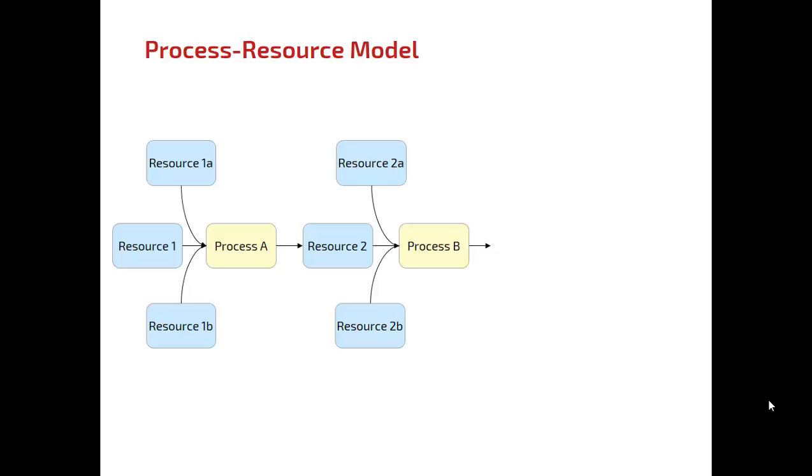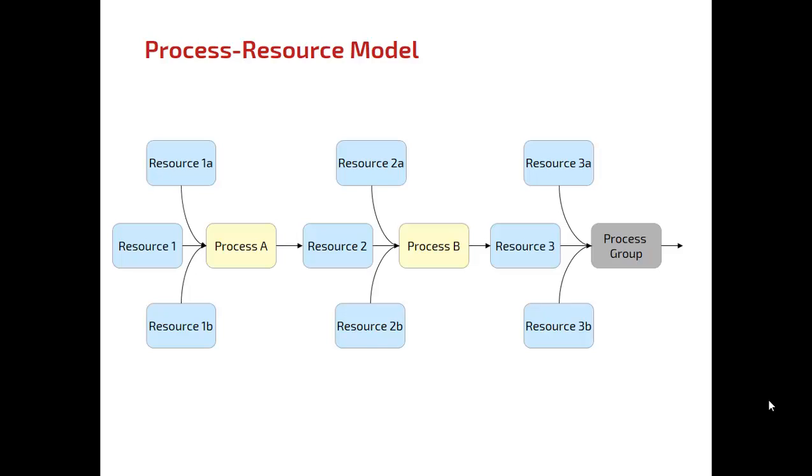The transitional resource 2 actually defines the sequence of the processes. Process A needs to execute before process B. Thus, these transitional resources are the most important ones. In the following, we will concentrate mainly on those resources in order to simplify our charts.